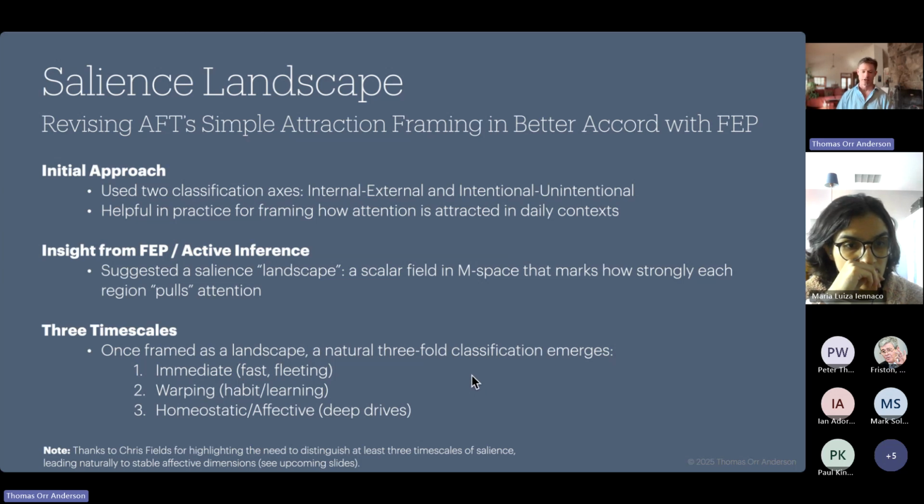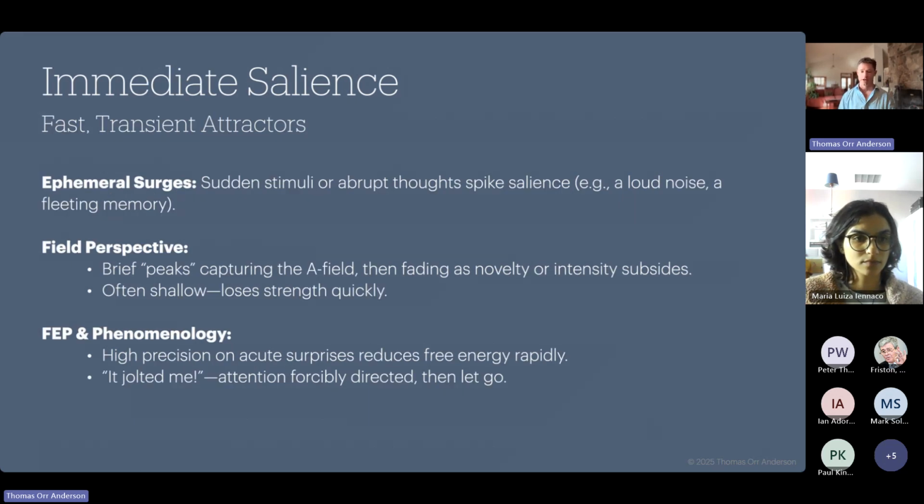And I'd like to give thanks to Chris Fields. I got to talk to him about these things a month or so ago, and he highlighted the need for at least three time scales, pointing out the homeostatic or affective deep drives need. And that actually has led to what seems to me to be an advancement in this model, and making it much better in accord with the free energy principle. So thank you, Chris Fields, for that. So dividing these three time scales, one being immediate salience: ephemeral surges, sudden stimuli, or abrupt thoughts that spike the salience. The firecracker goes off and attracts your attention, but it doesn't last. It captures the attention field and then fades quickly and loses strength quickly.